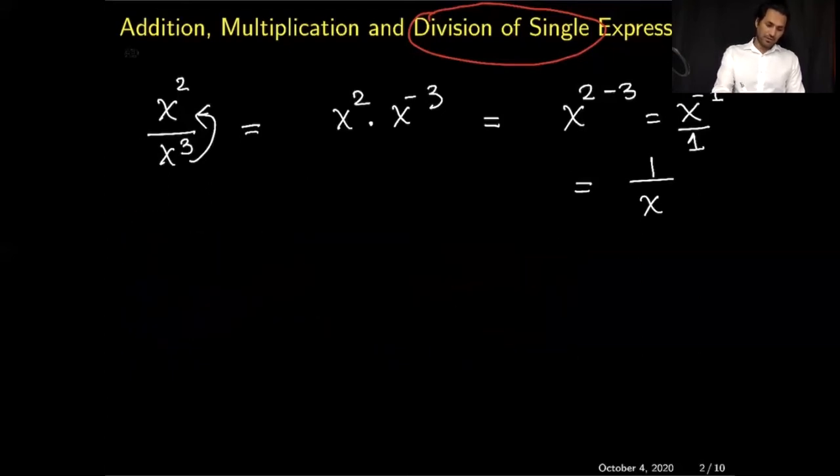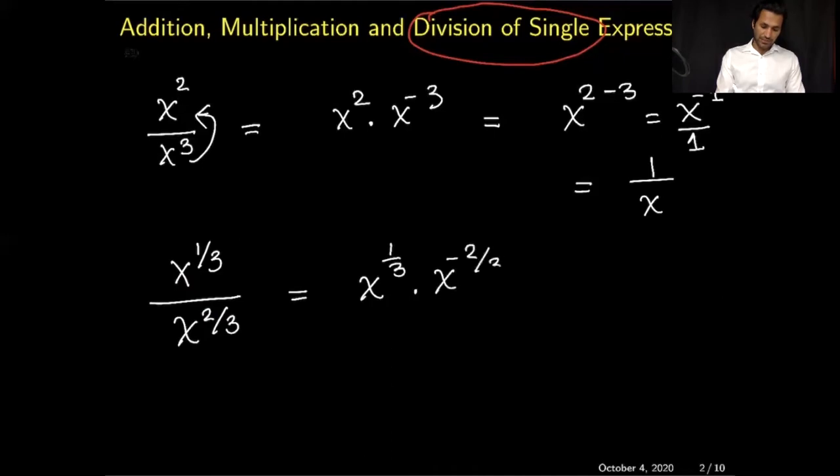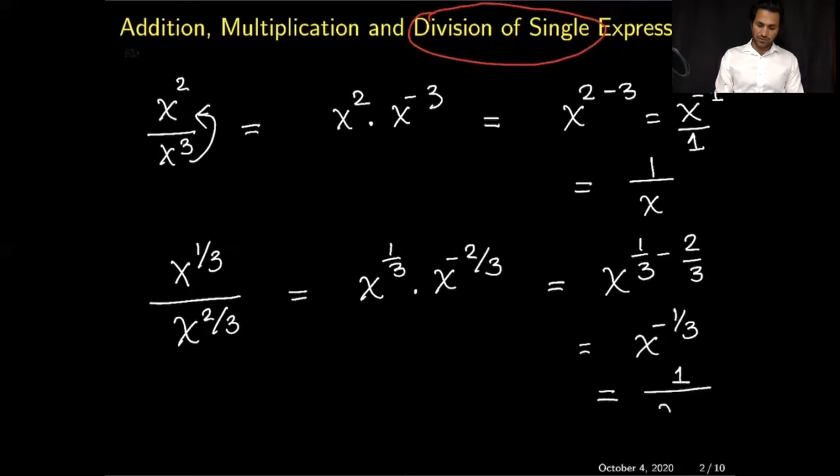Let's take some more examples of the operation. Suppose you have x to the power 1/3 divided by x to the power 2/3. Basically, this division you can perform by moving the 2/3 to the numerator by changing the sign of the exponent. So you have x to the power 1/3 minus 2/3, which if I add them, you will get minus 1/3, which can also be simplified to 1 over x to the power 1/3. So you can always move the negative exponent to the denominator by changing the sign of the exponent.